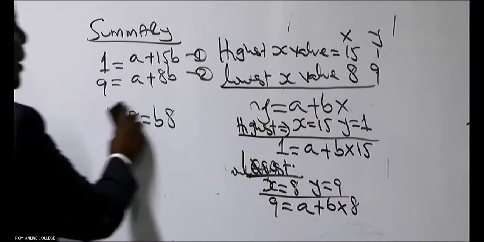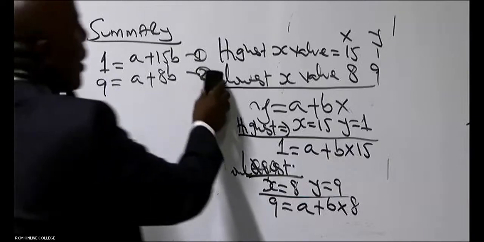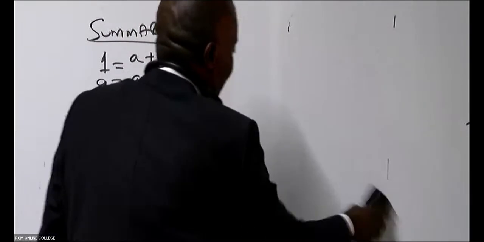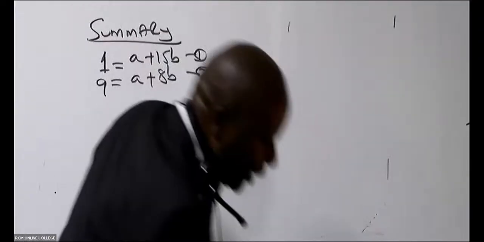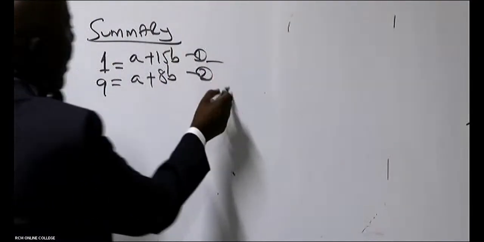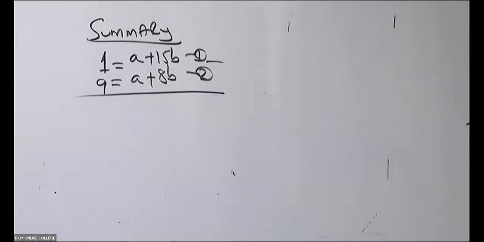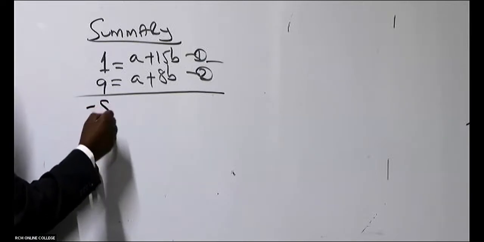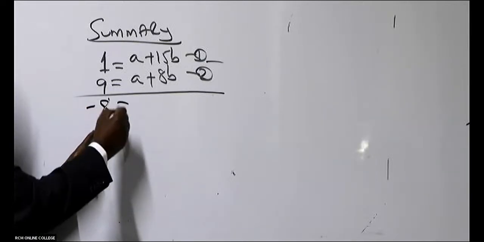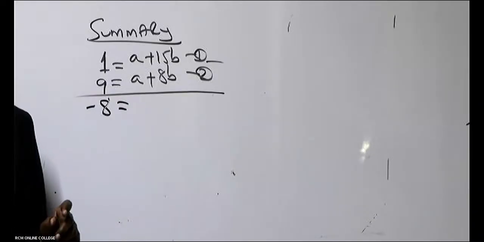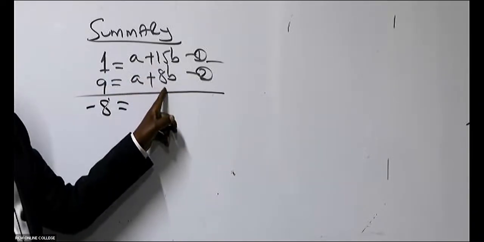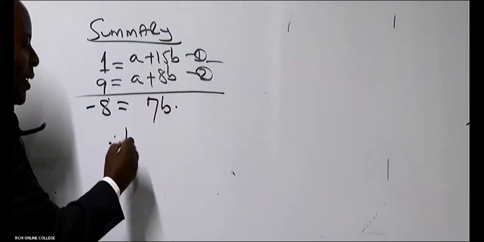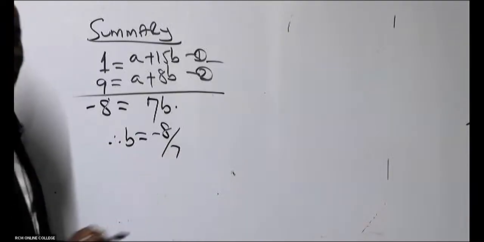So then, ladies and gentlemen, what shall I be able to do here right away? I will come, my good students, and eliminate a through subtraction, isn't it? We are doing simultaneous equations, eh? So then 1 minus 9 gives me minus 8, equals a, and a subtracted, that disappears. 15 minus 8 gives me 7b. Therefore, b will be minus 8 divided by 7.